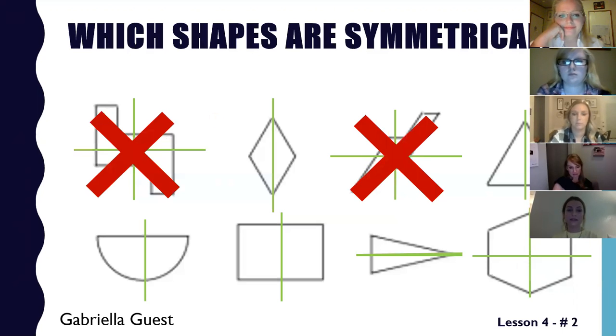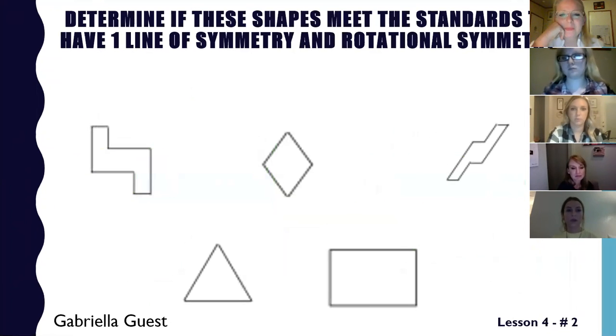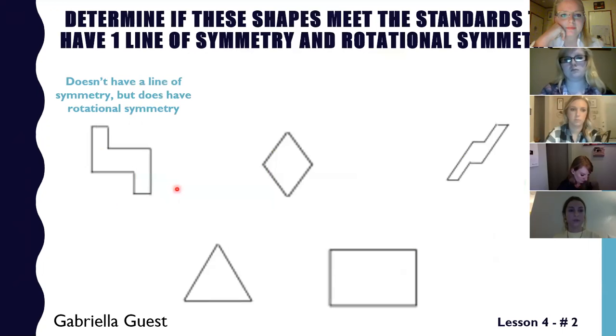Yes, they're all symmetrical. Okay, now we're going to determine if the shapes meet the standards to have one line of symmetry and also rotational symmetry. So each one I go over, we're going to talk about if they meet the standards or not. So let's look at this first one. This does not have a line of symmetry, as you can tell, like we looked at the last example, but it does have rotational symmetry.